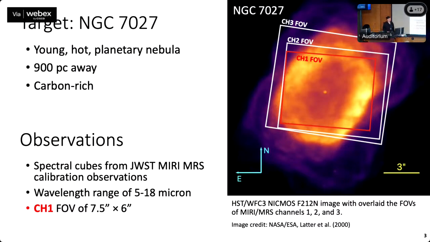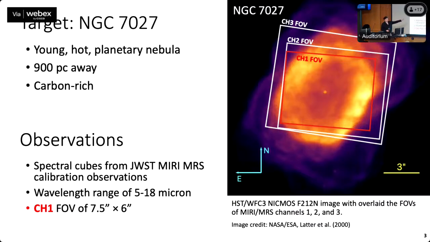Okay, so the target, as I said, is NGC 7027, also known as the Jewel Bug Nebula, and it's a young, hot planetary nebula about 900 parsecs away. It's carbon-rich, which makes it ideal for studying the formation and early evolution of carbonaceous molecules. The observations are spectral cubes from JWST MIRI MRS, and it was originally a calibration target. The data that we use covers a wavelength range of 5 to 18 microns, because this is where we see the mid-infrared PAH emission in the MIRI range.